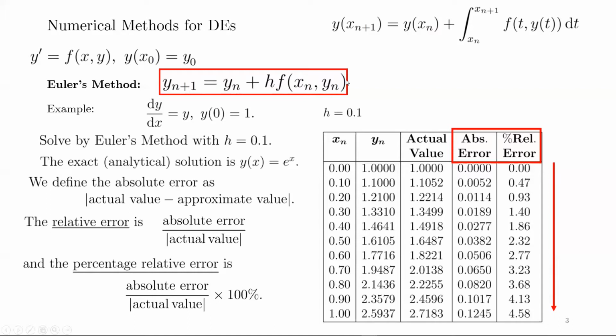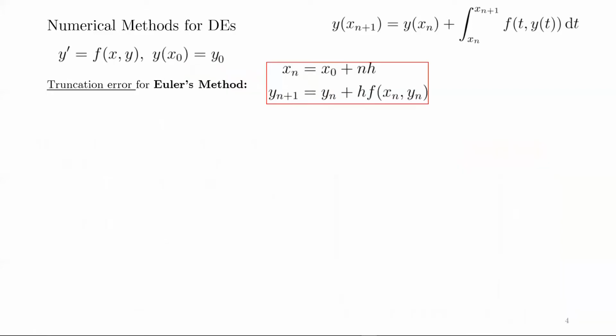We went through an example yesterday, dy by dx equals y, with the initial condition when x equals 0, y equals 1, and we solved that using Euler's method. We defined absolute error and relative error, and we saw that the error was increasing over time. But we also saw that if we halved the step size h, we roughly halved the percentage error or relative error.